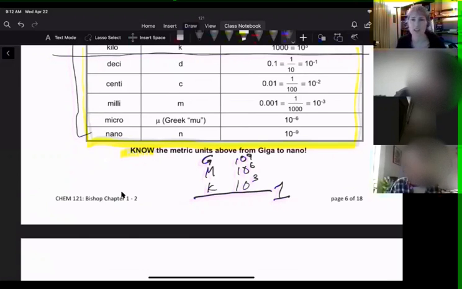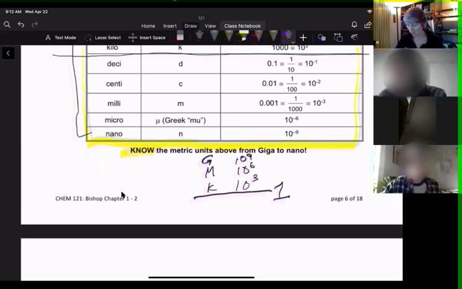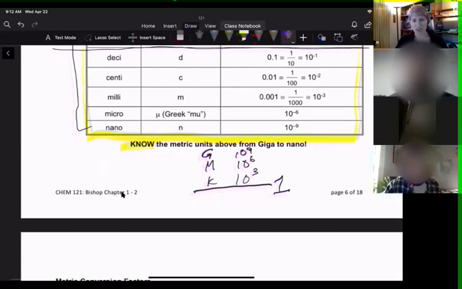Now, when I was a kid, there was nothing that was giga. It was like Back to the Future, the original movie, and he says gigawatts, and we're like, wow, that's huge. But now you've probably got like 4 gigs in your pocket. So times change.